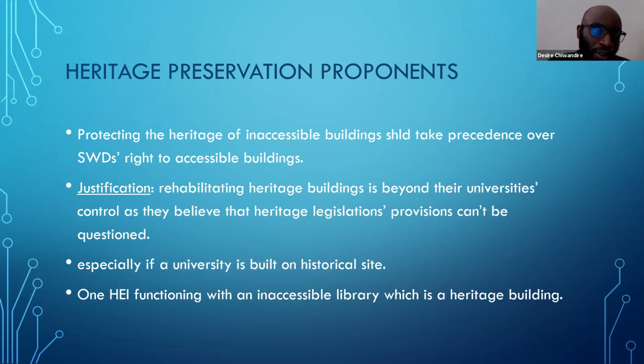One of the dominant findings was that there were participants who were proponents of historical heritage, but because of time constraints, I didn't include their views. Most of these participants argued that it's important to protect the historical heritage of buildings, and that this should always take precedence over the accessibility of these buildings to students with disabilities. Their justification was that it is beyond the university's control to make these buildings accessible because there is heritage legislation. So they felt that nothing could be done.